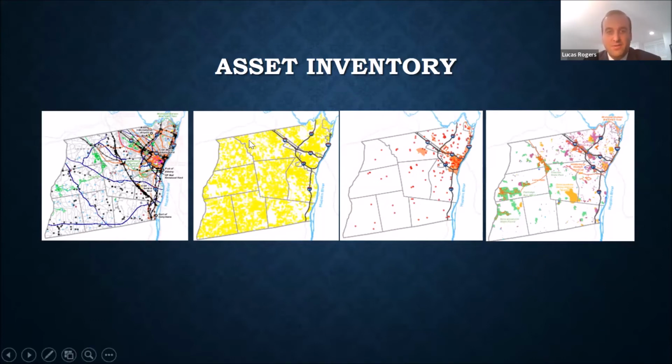This is housing. This is health and human services organizations. And you can see the clusters in some of the more densely populated areas, as you might expect. And this last one is natural and cultural resources. So step one is get the inventory, lay your groundwork for the rest of the study.